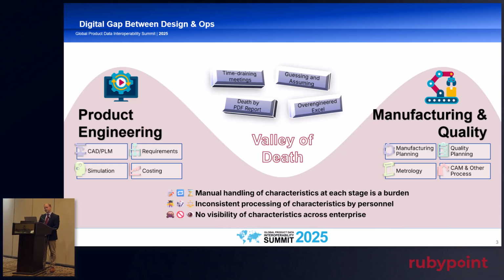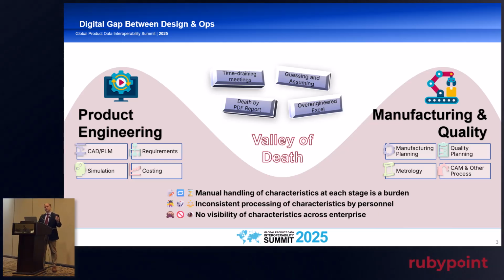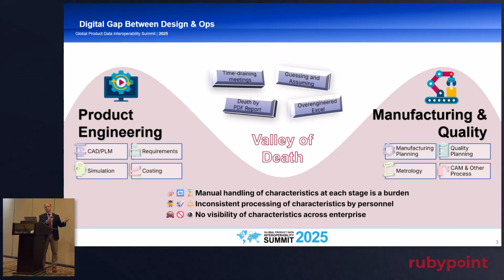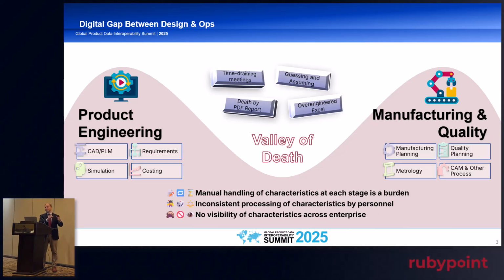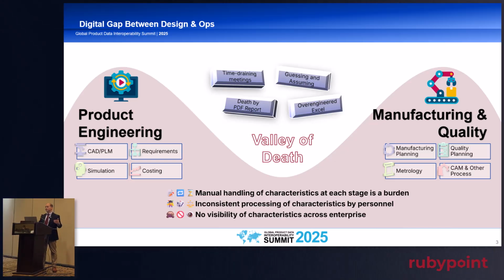I think there are three really big problems manifested here in this valley of death that are worth bringing up. First is the manual nature of handling this data. If you have a drawing with your characteristics annotated on it and you go downstream, let's say to a CMM, somebody at the CMM side is going to be re-entering that data into the CMM. That's the manual handling of the data I'm talking about.